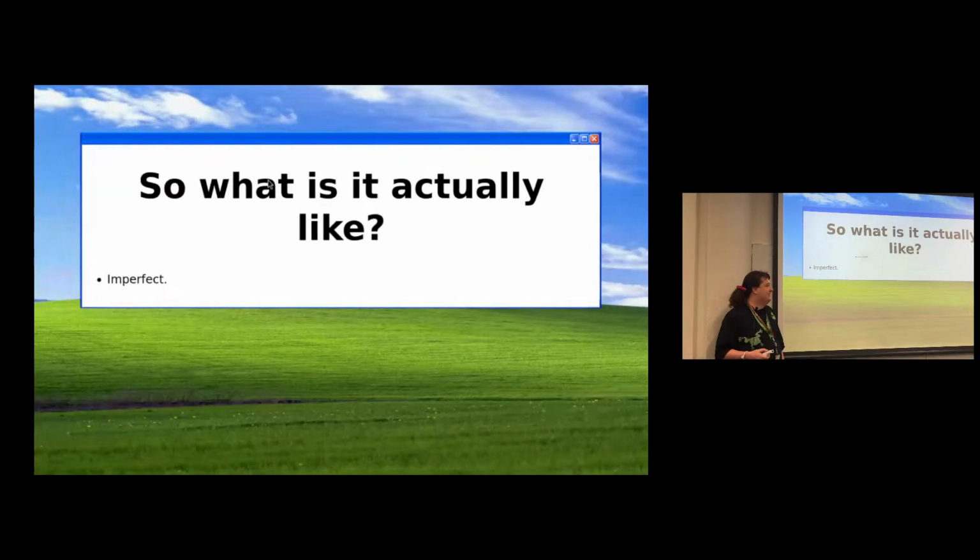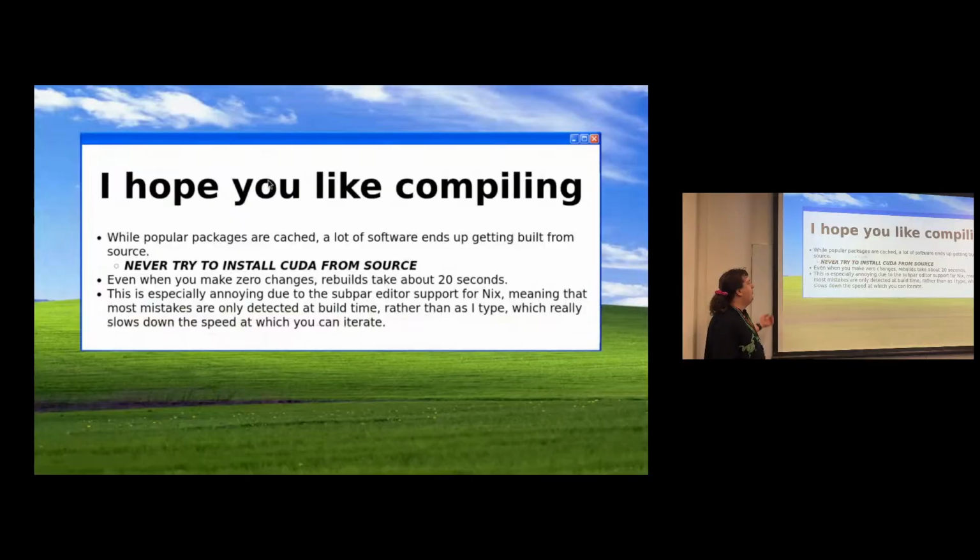Not great. So first things first, while the popular packages are cached, a lot of software ends up getting built from source. And I don't know about you guys, compiling software takes a while. I made the mistake of trying to install CUDA without realizing it would be installed from source. CUDA being a thing that NVIDIA makes to do calculations on the GPU. Very cool. After 45 minutes of using 100% of every single CPU core and being basically unable to use my system, I had to give up and cancel it. It said it was up to 3% compilation. It was terrifying. I had to stop it. Horrible experience. And even when you make literally 0 changes to your configuration, a rebuild still takes about 20 seconds.